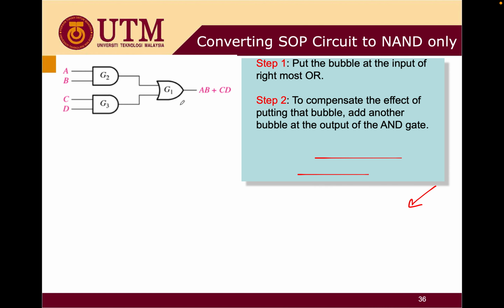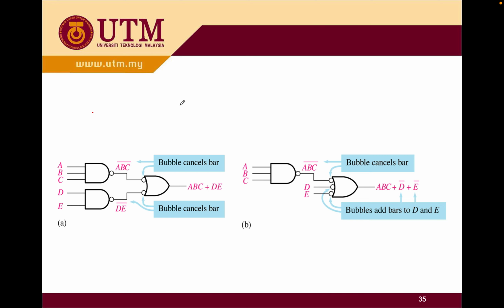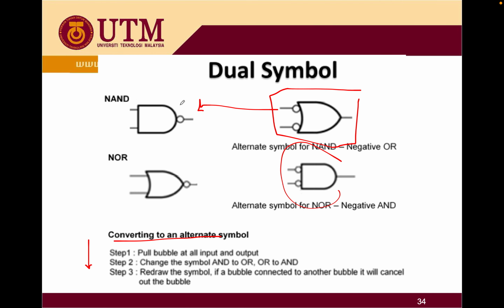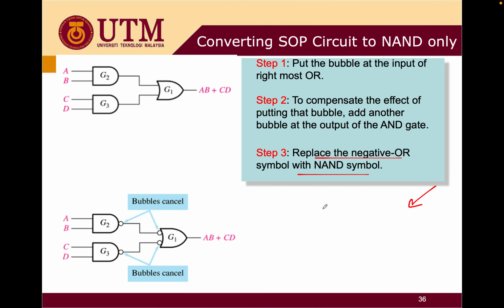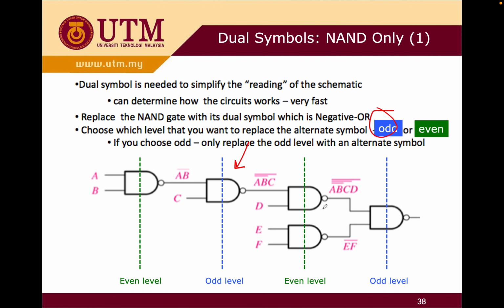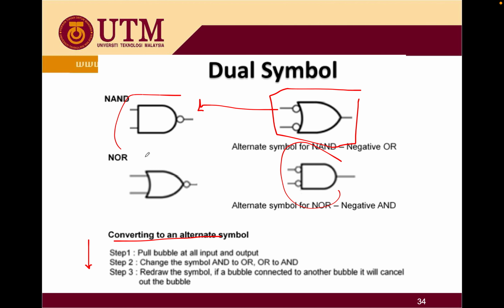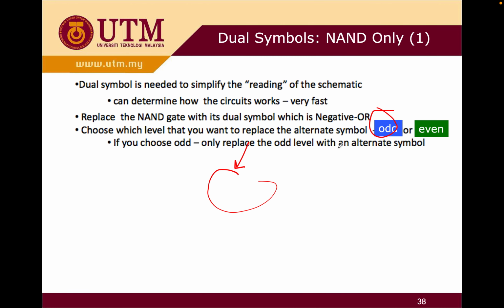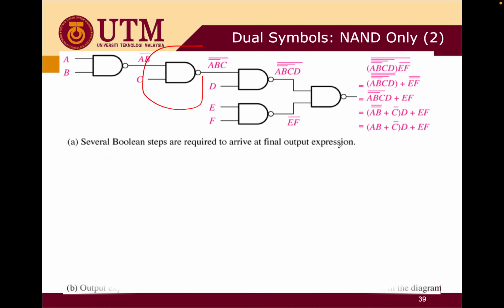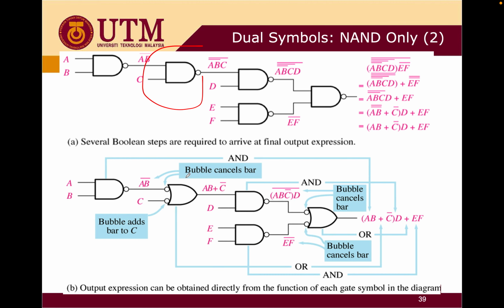Check back at the first slide there. Let me double check. Okay, this one is a NAND gate. So look back at the NAND gate you have here. The NAND gate is similar to your negative OR, so you need to replace it with your negative OR. So you replace with the negative OR for this part. This part is odd, odd, so you change this to be the negative OR. Here also negative OR.